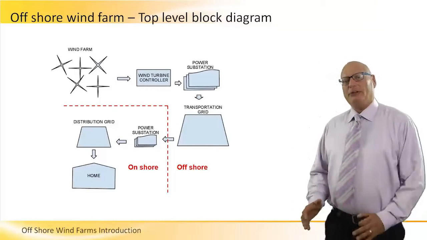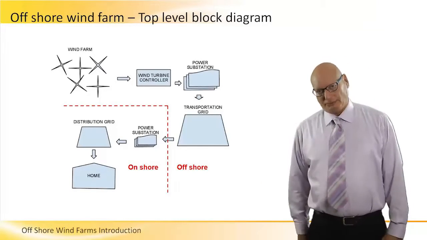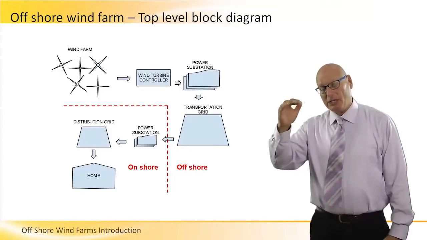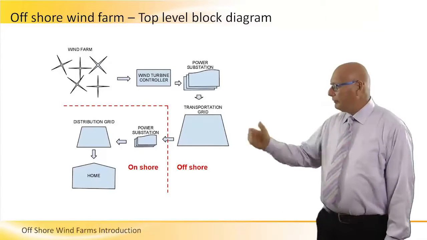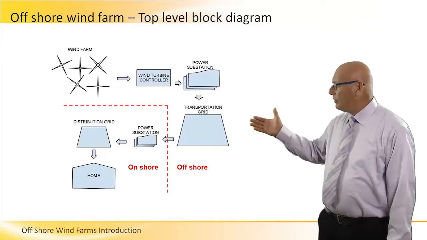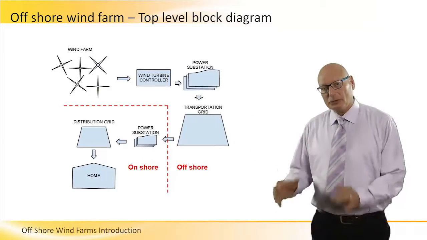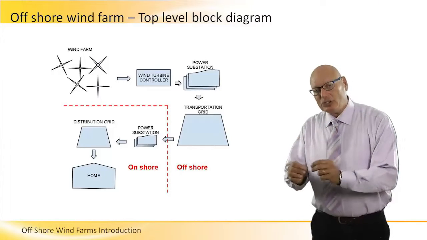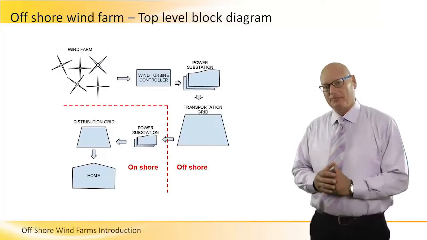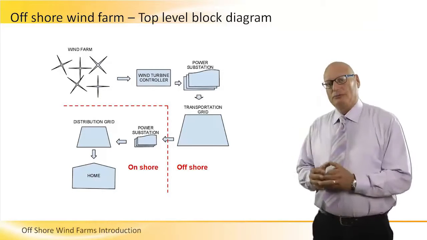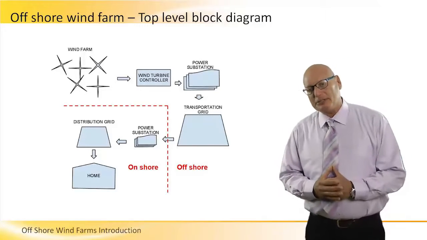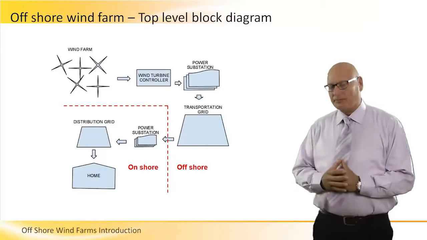Let's look at a top-level block diagram of an offshore wind farm. Let's look at the various components, still very much top level. On the left-hand side, we see the wind farm itself, the turbines. They go into a wind turbine controller. This controller controls each and every turbine specifically, by itself, independently. The combined output of all the turbines goes into a power substation.